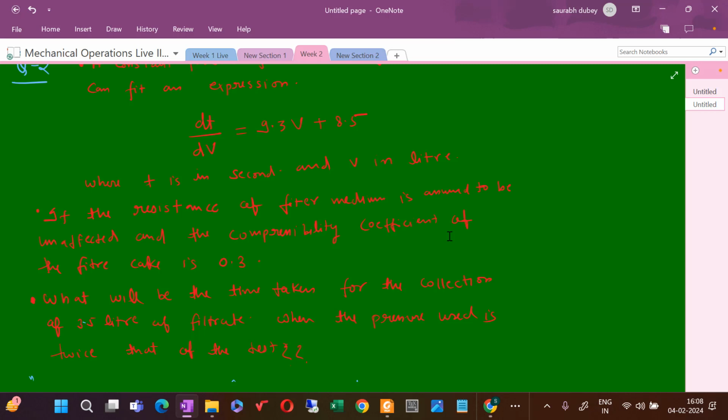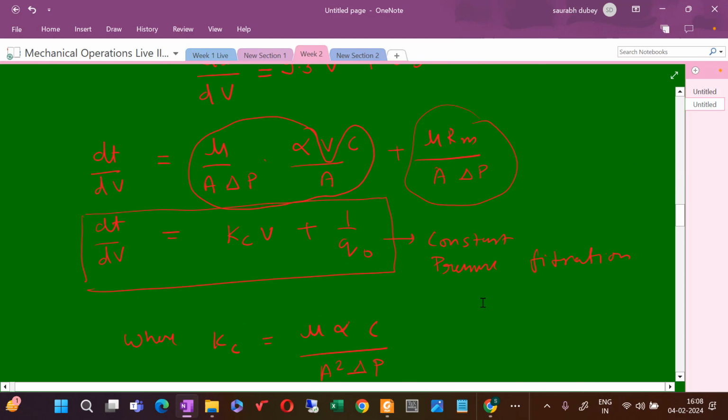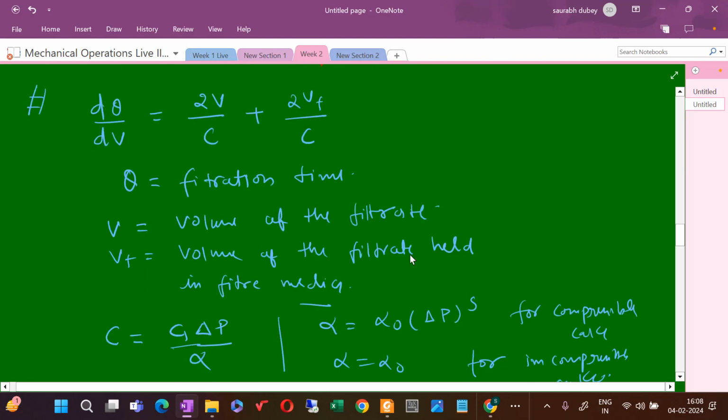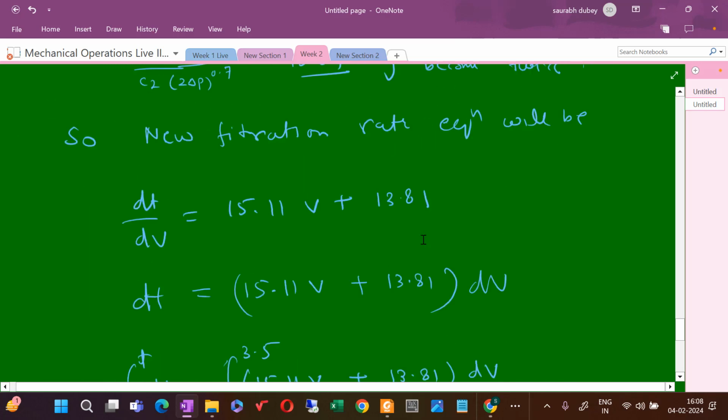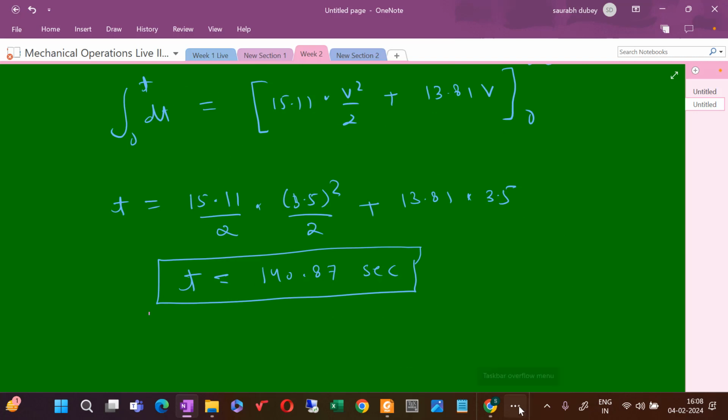And let's solve another problem related to filtration. I will be solving it with two methods. One is the method that we had, this dt by dv, where you are changing the terms into 2v by c. That is nothing but just a way of expressing the same equation. So what happened?